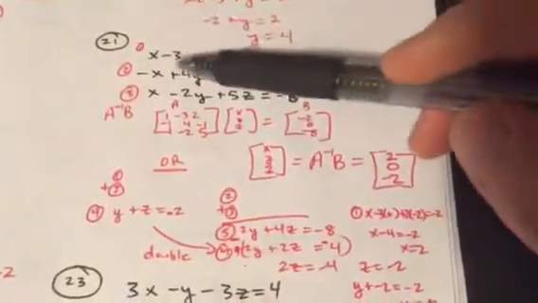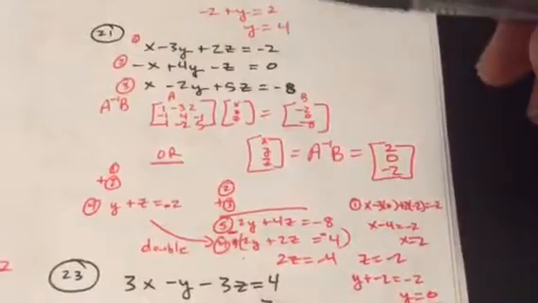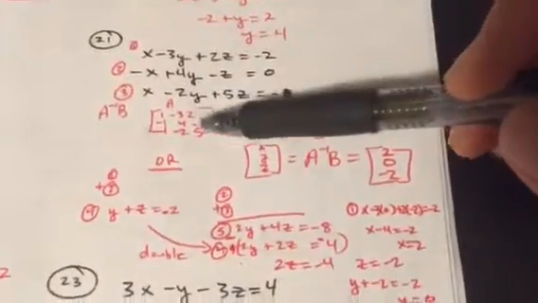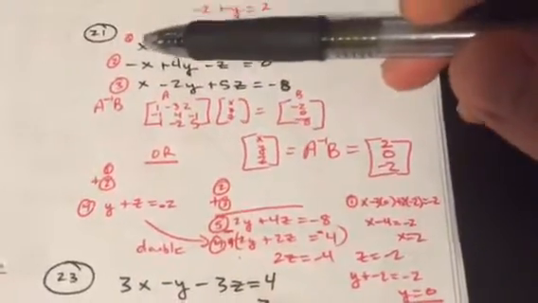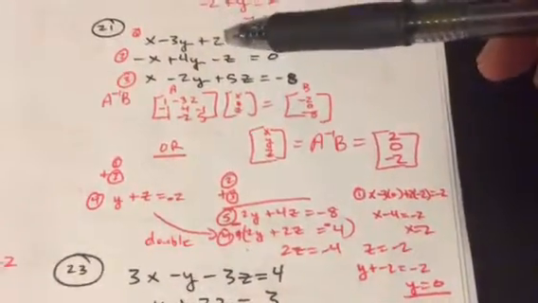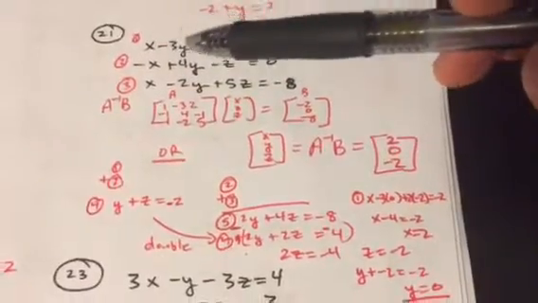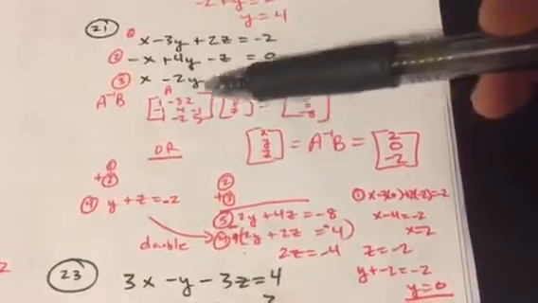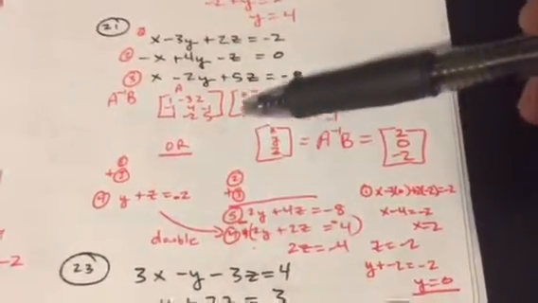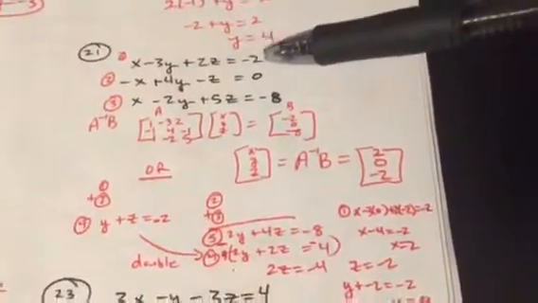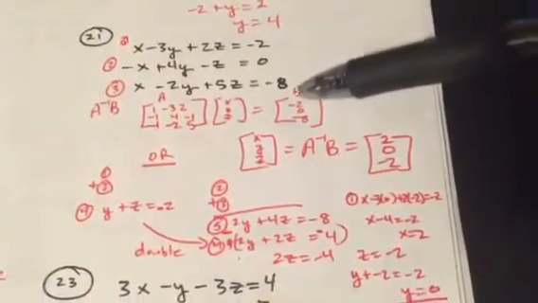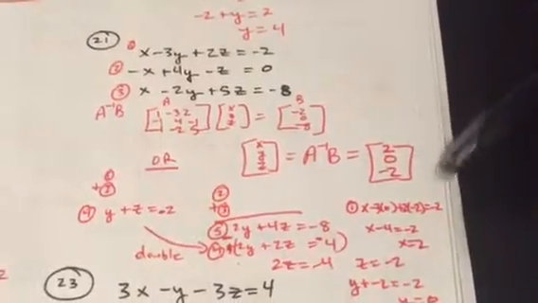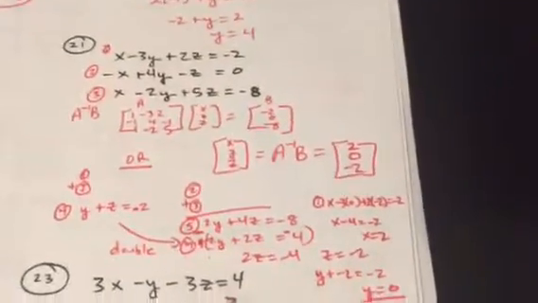Guys, you can solve a 3 by 3 or really any system of equations using inverse matrices. Matrix A is always for our coefficients. 1, -3, 2. Second equation, -1, 4, -1. Third equation, 1, -2, 5. X, Y, Z. That's what I'm looking for. Matrix B is always my constants, -2, 0, -8. So in your calculator, if you do A inverse B, you'll get your answer of 2, 0, -2.